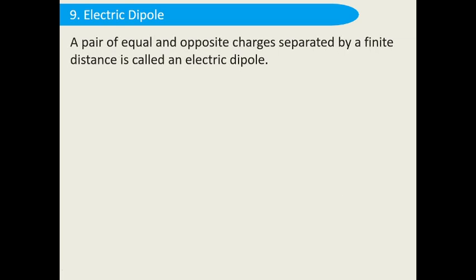So what is called the electric dipole moment? A pair of equal and opposite charges. Pair means there will be two charges. Equal and opposite means one is plus q, another is minus q. Now they are separated by a finite distance, a known distance, and suppose that distance is equal to 2L.